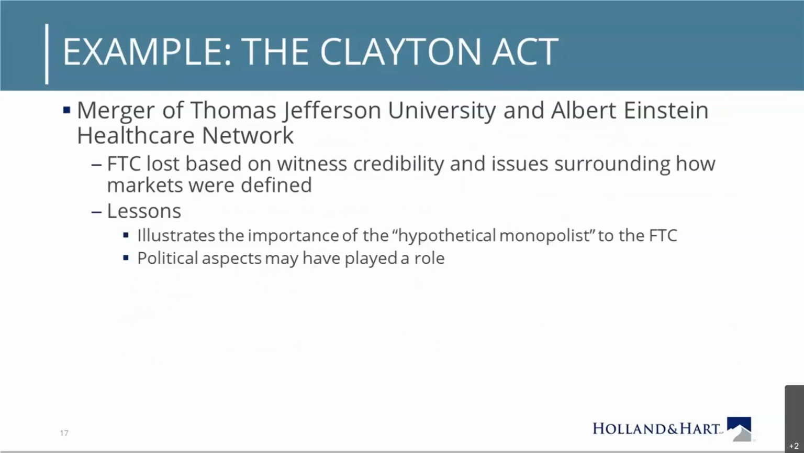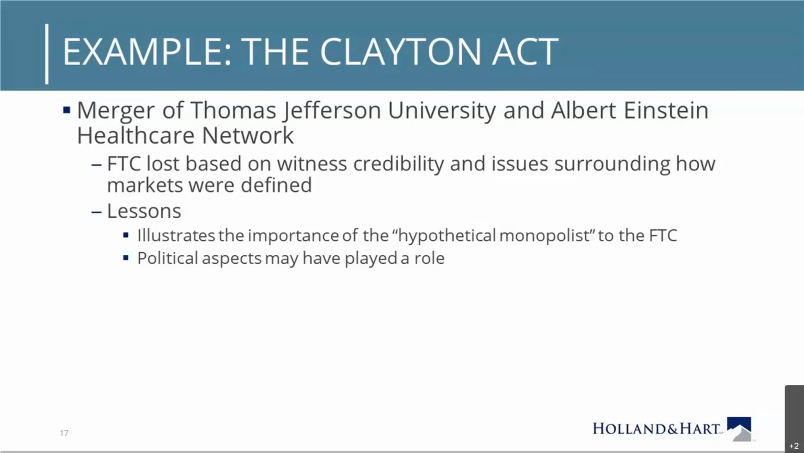All right, let's talk briefly about another example. This one is actually only several weeks old. This is the merger of Thomas Jefferson University and the Albert Einstein Healthcare Network in Philadelphia. The FTC brought this case in February of 2020 to stop it. It filed this lawsuit in Philadelphia, and it asked the court to enter a preliminary injunction that would block the proposed merger between Jefferson and Einstein until the merits of the antitrust issues could be addressed. And those issues would be addressed in a separate administrative proceeding, which was before the FTC.